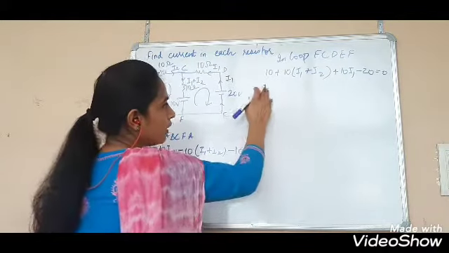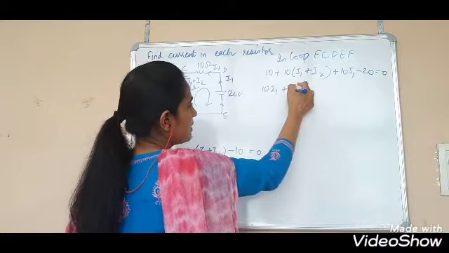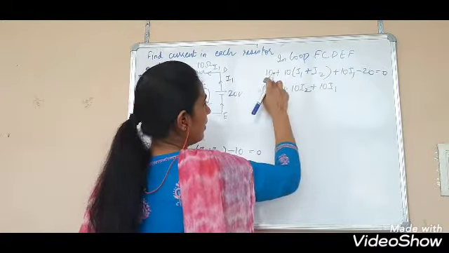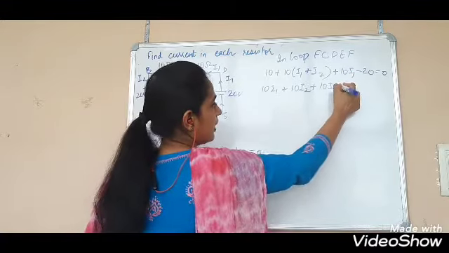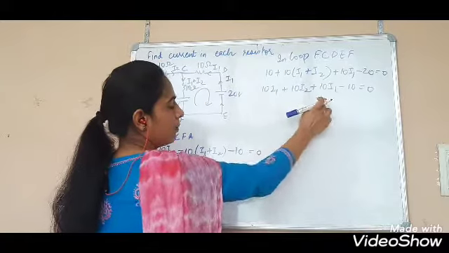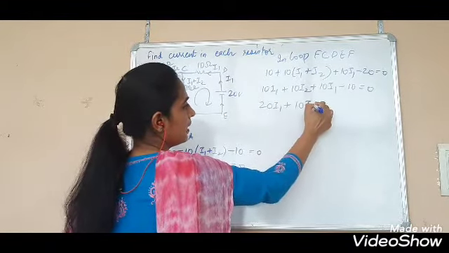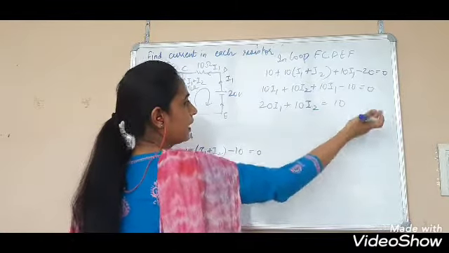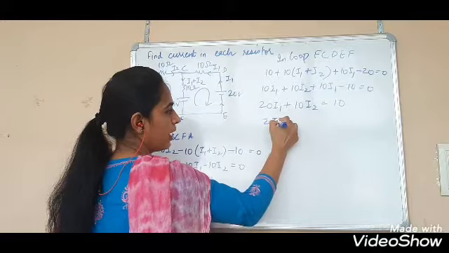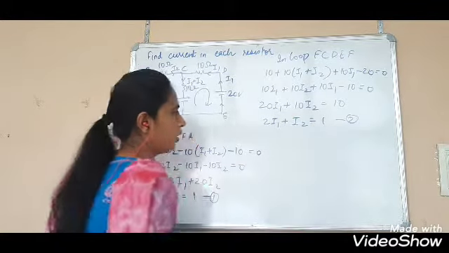Okay, so 10 I1 plus 10 I2 plus 10 I1 plus 10 minus 20, that is minus 10, is equal to 0. 10 I1 plus 10 I1, that is 20 I1 plus 10 I2 is equal to 10, taking 10 on the other side. Again dividing by 10, so 2 I1 plus I2 is equal to 1. You can call it equation 2.